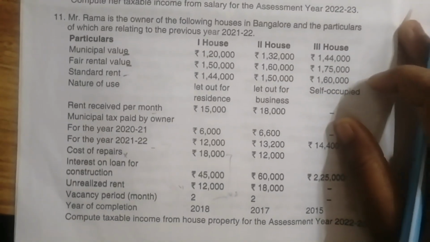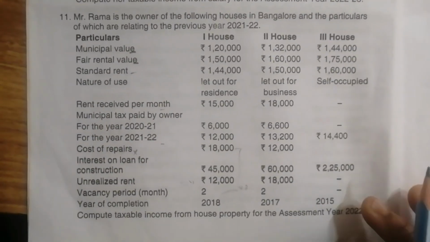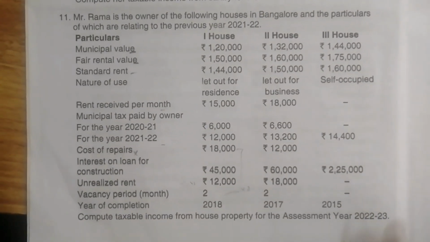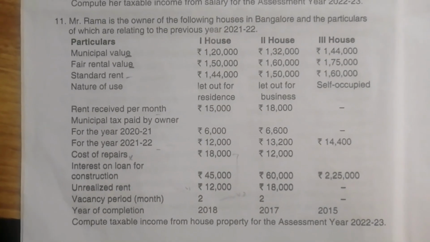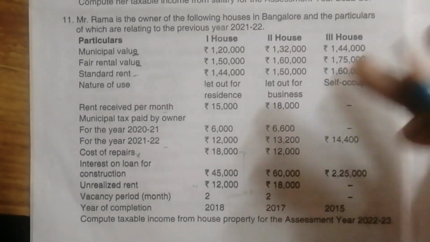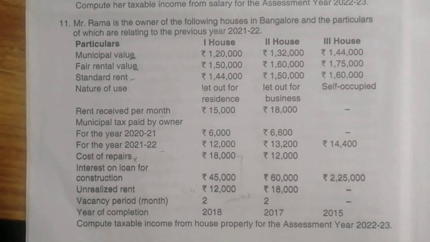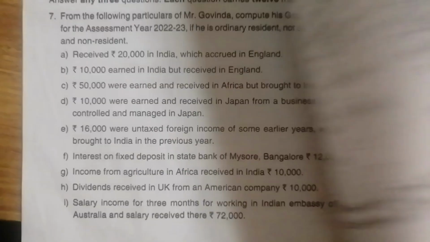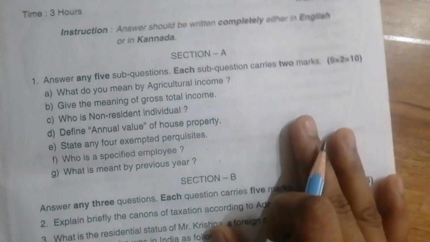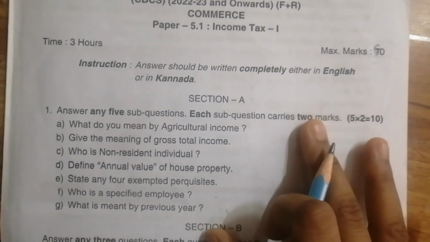Next, Mr. Rama is the owner of the following houses in Bengaluru, with particulars relating to the previous year. Here you have to find the taxable income from house property by comparing house 1, house 2, and house 3. So these are 12 marks questions. And this is the question paper of the previous year of the income tax subject of 5th sem BCom.